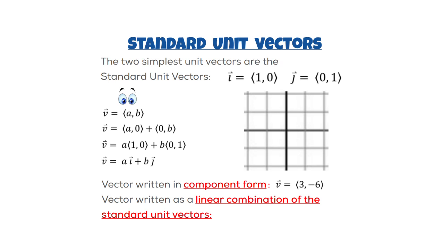Now, when we're dealing with vectors, we have something that we call the standard unit vectors. These are the 2 simplest unit vectors we could create. One of them is this one right here where you go 1, 0. This is the unit vector, and we call it vector i. And then going over 0, up 1, there's another unit vector because it's 1 unit long.